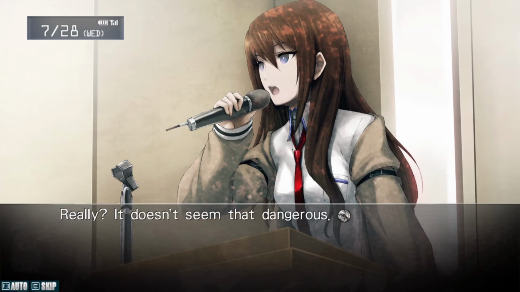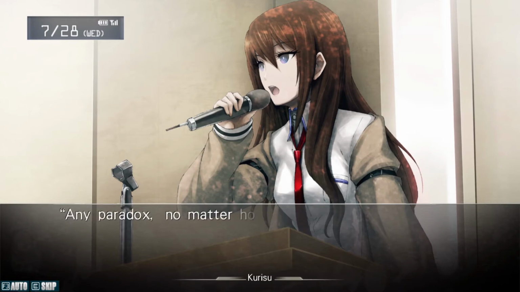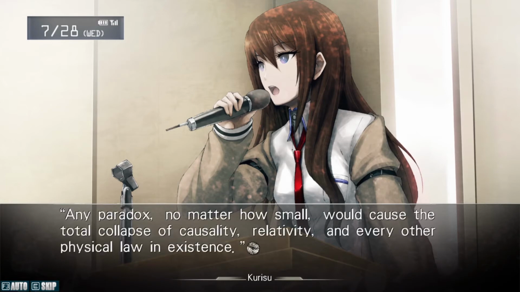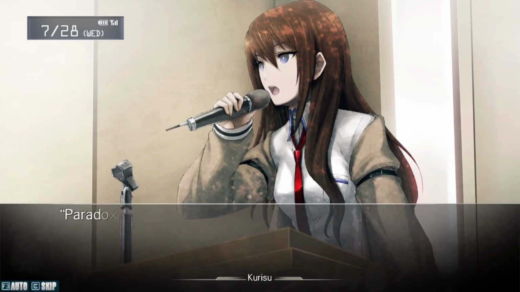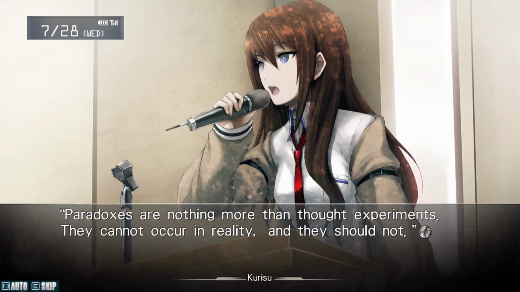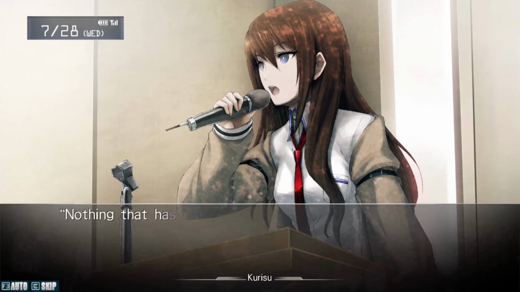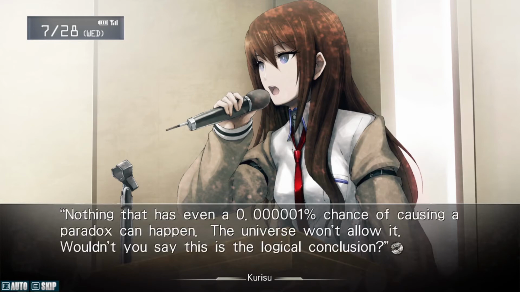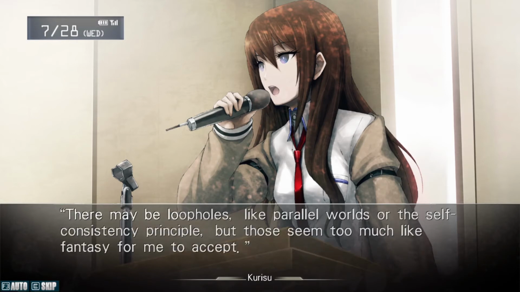Really, it doesn't seem that dangerous. Any paradox, no matter how small, would cause the total collapse of causality, relativity, and every other physical law in existence. Paradoxes are nothing more than thought experiments. They cannot occur in reality, and they should not. Nothing that has even a 0.00001% chance of causing a paradox can happen. The universe won't allow it. Wouldn't you say that this is the logical conclusion? There may be loopholes like parallel worlds or the self-consistency principle, but those seem too much like fantasy for me to accept.